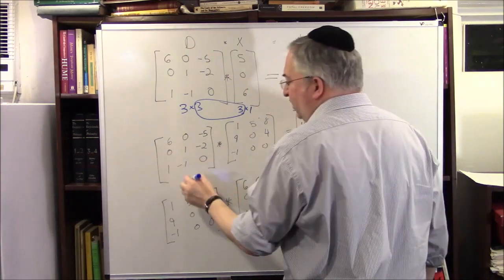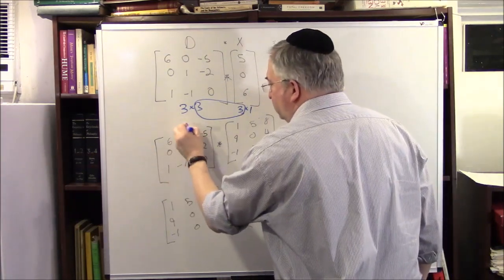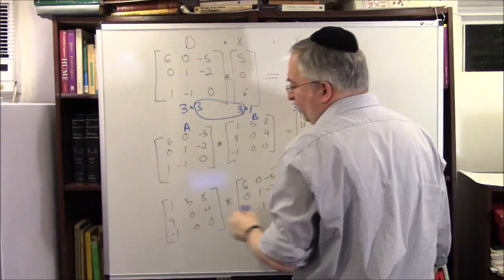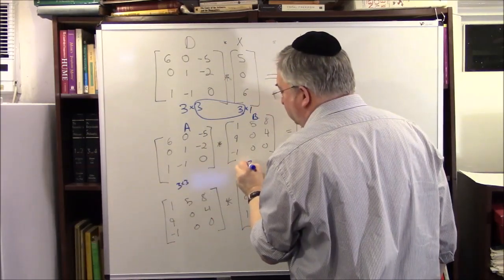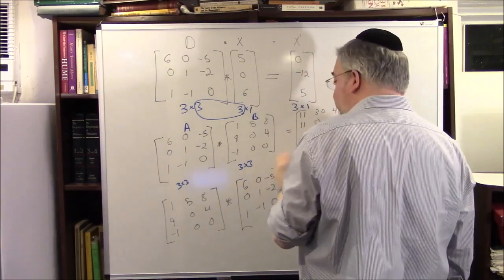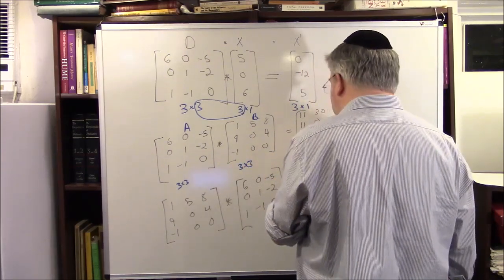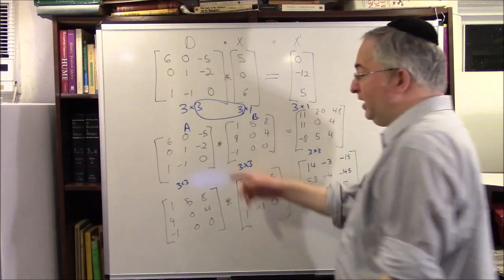Let's do the next example. This is, let's call this matrix A, call this matrix B. Okay, so this is a 3 by 3 matrix. This is a 3 by 3 matrix. Okay, and you get out, those two numbers match up, and so you get out a 3 by 3 matrix, and look what you get.